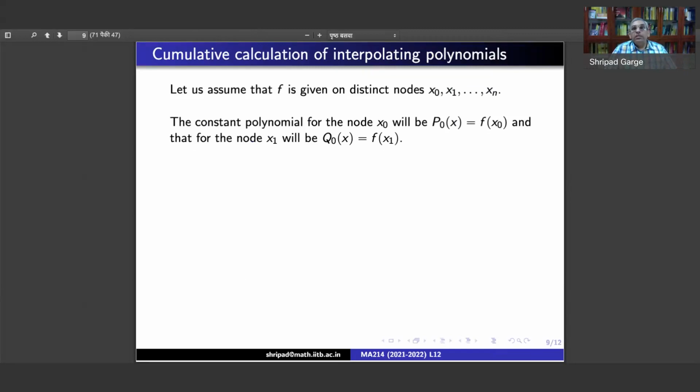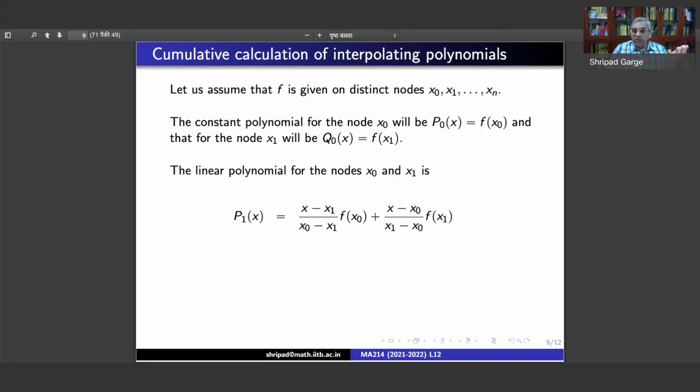And how do you get the linear polynomial which interpolates the function on x0 and x1? The formula which you know quite well by now. Here we have the Lagrange polynomial, which has value 0 on x1 and 1 on x0. And to that polynomial, we multiply the function value at x0. And similarly, here we have the Lagrange polynomial, which has the value 0 on x0, 1 on x1, and we multiply by the function value at x1.